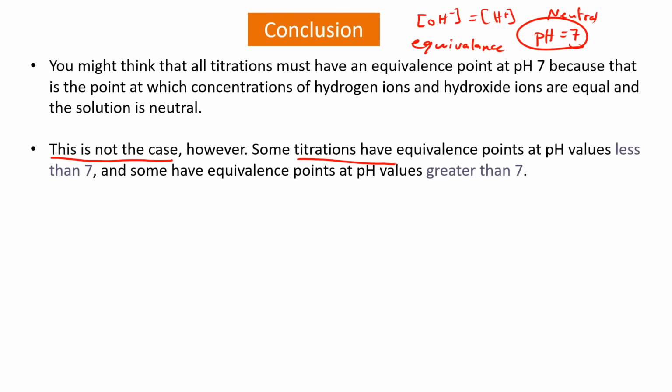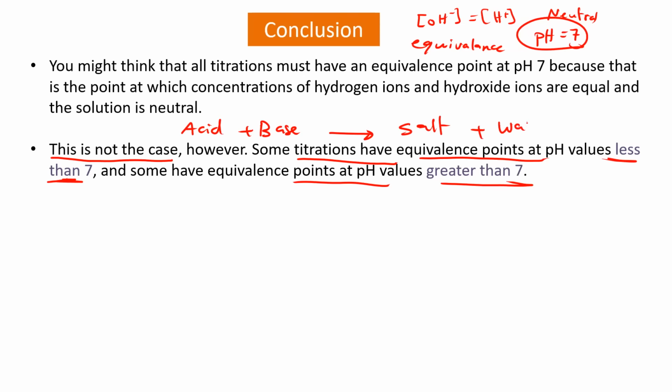Sometimes in some titrations the equivalence point will have a pH less than 7 and sometimes the pH will be greater than 7. Because remember, in the acid plus base reaction, what do I get? I get salt plus water.